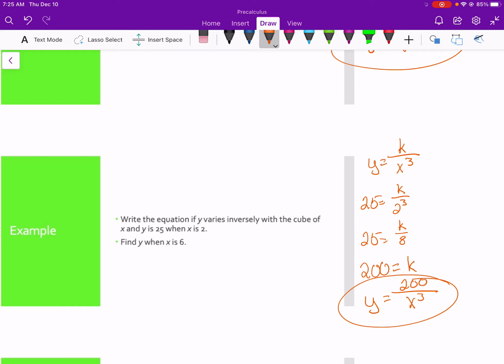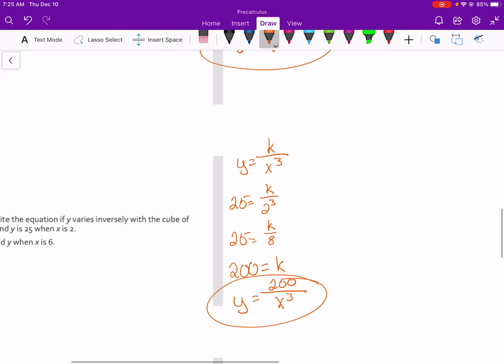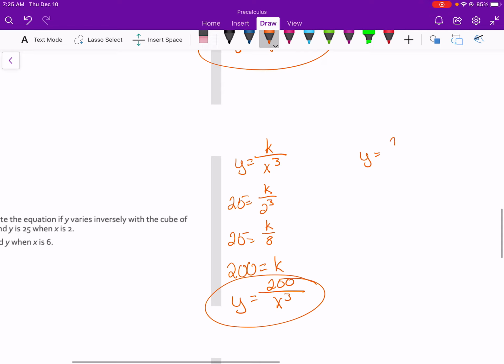Now let's find y when x is 6, so we're just going to plug in 6 for x. Y is equal to 200 over 6 cubed. So that's 200 over 216. It's going to reduce to be 25 over 27.